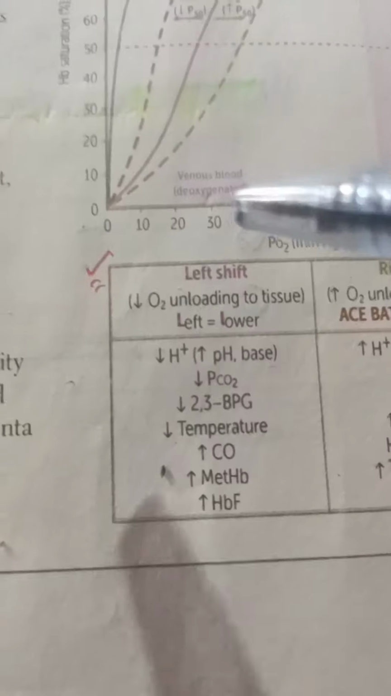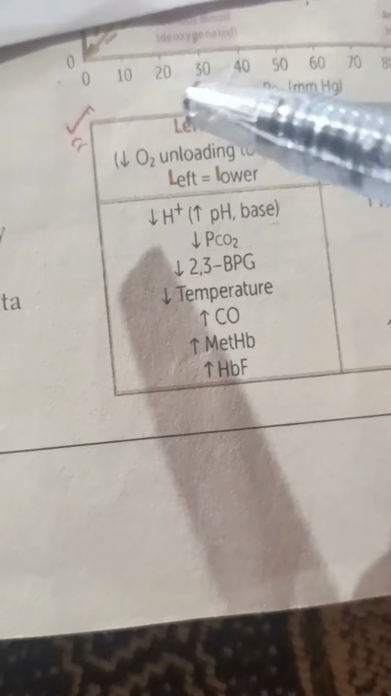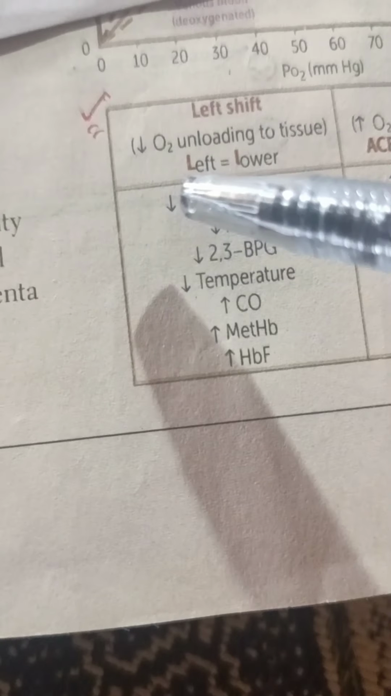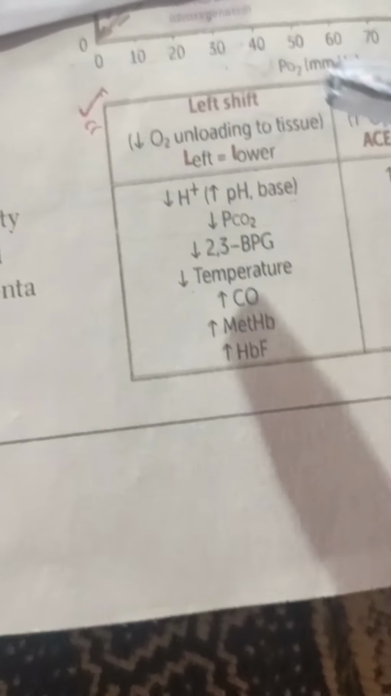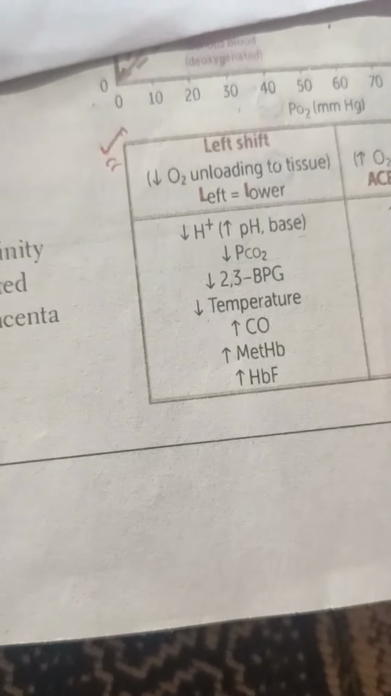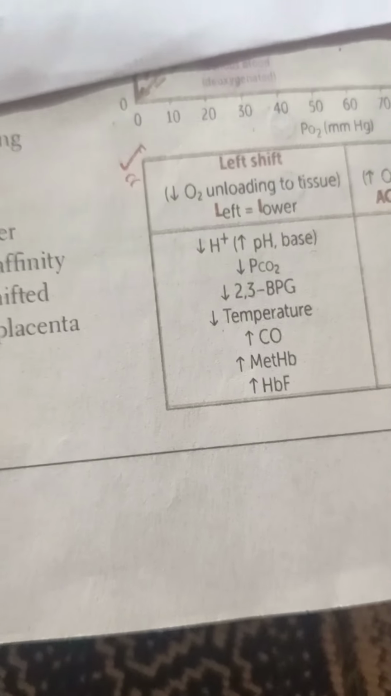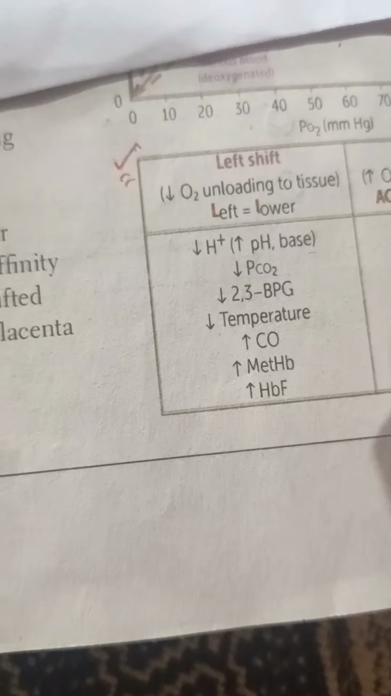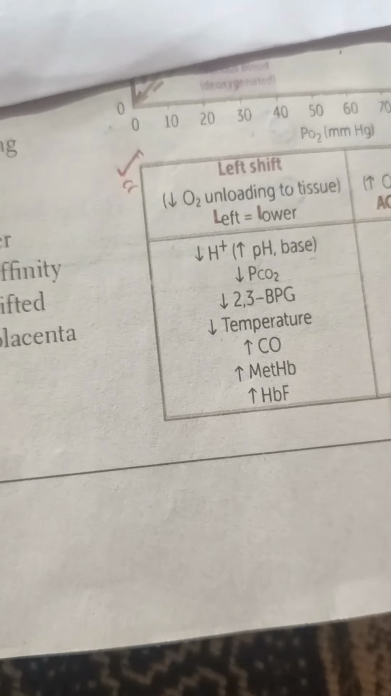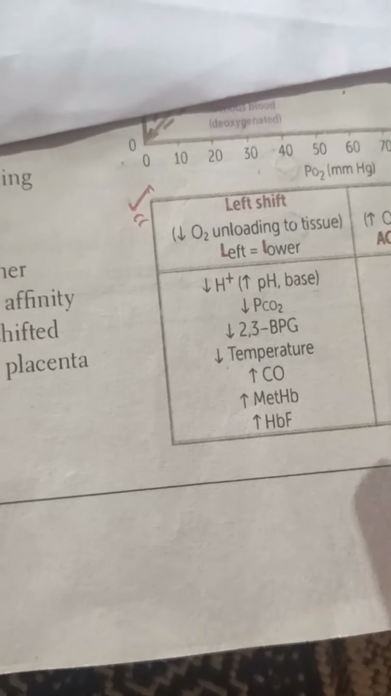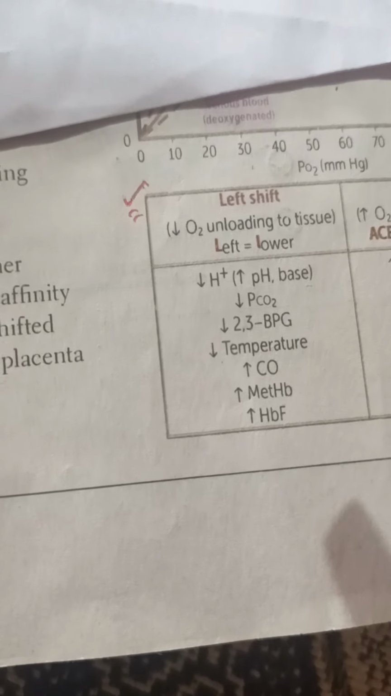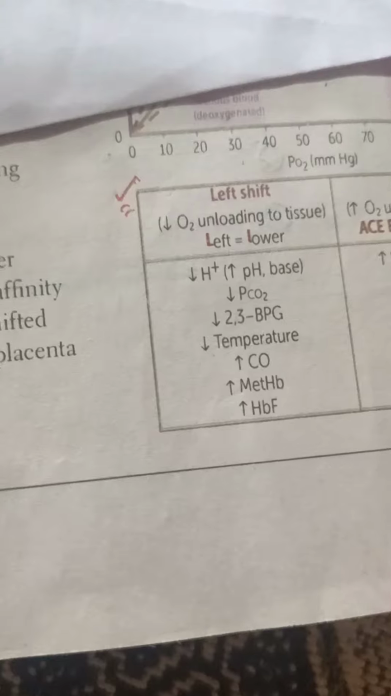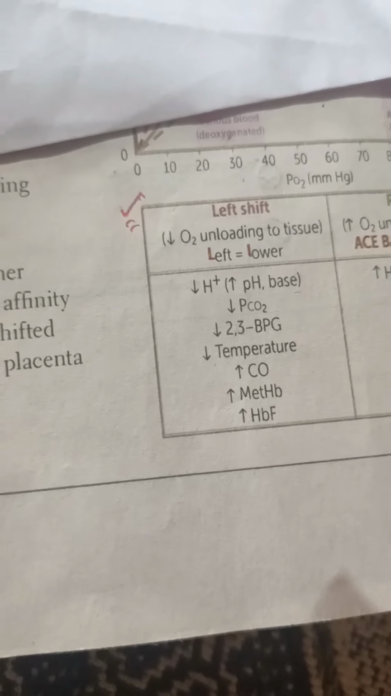Let's discuss the left shift of the oxygen hemoglobin dissociation curve. The left shift is exactly opposite to the right shift. In a right shift, there is decreased affinity of the hemoglobin for oxygen, whereas in a left shift there is increased affinity of the hemoglobin for oxygen, and P50 is reduced in the left shift.